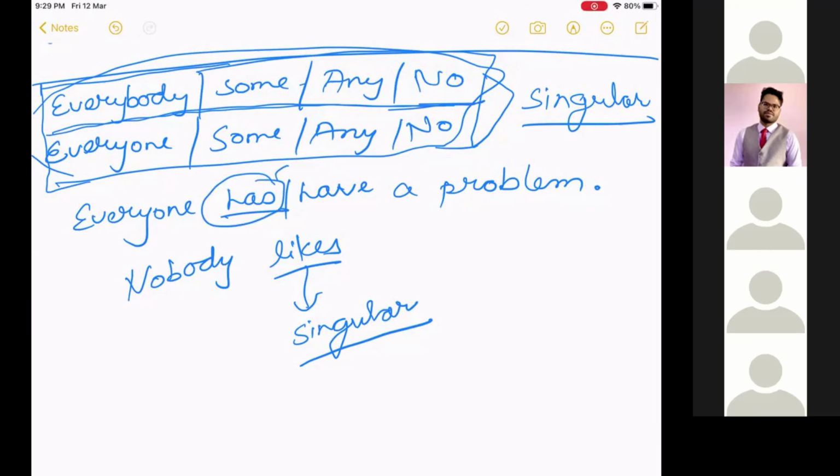Okay. So, Varun, is it clear now? If we talk about everyone, anyone, someone, no one, everybody, anybody, somebody, nobody, they will be considered singular.